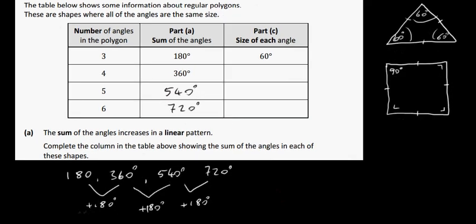So that should be straightforward enough. We can see here we've got 180 degrees with 3 sides, so divide 180 by 3, you get 60. Divide 360 by 4, and that will give you 90 degrees, because remember we have 4 angles here, so they all add up to 360, so divide by 4. Divide 540 by 5, and that will give you 108 degrees. Divide 720 by 6, and that will give you 120 degrees. So these are the size of the angles in each of these shapes.